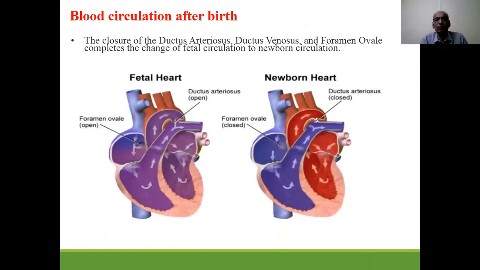Now, blood circulation after birth. The closure of the ductus arteriosus, ductus venosus and foramen ovale gives rise to the shifting of fetal circulation to the neonatal circulation.